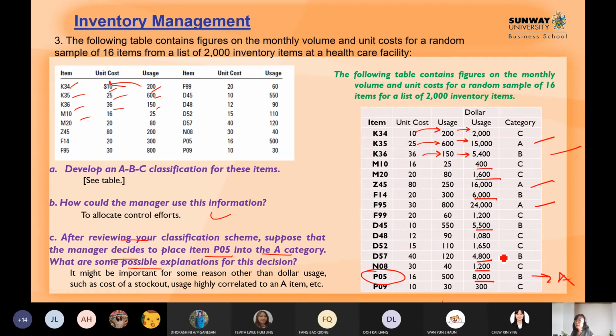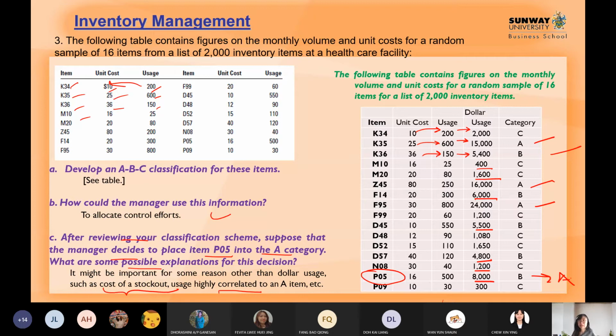Because this item in B has a lot of functions similar to A, highly correlated to A category. For some reason, this is quite high. This is the highest in the category B. And in case there is not enough stock, then it's a huge impact. That's why you call it stock out cost. You have loss of customer, or loss of sales, or delay of your production activity.